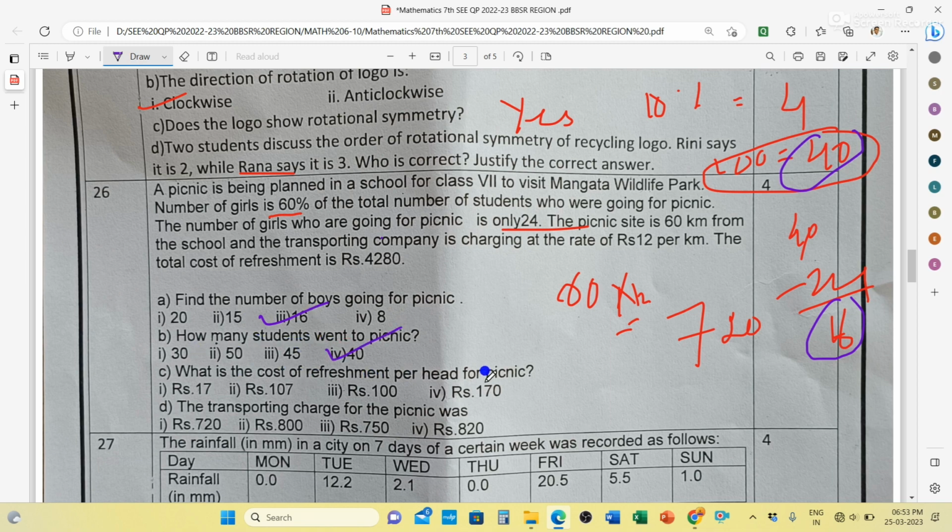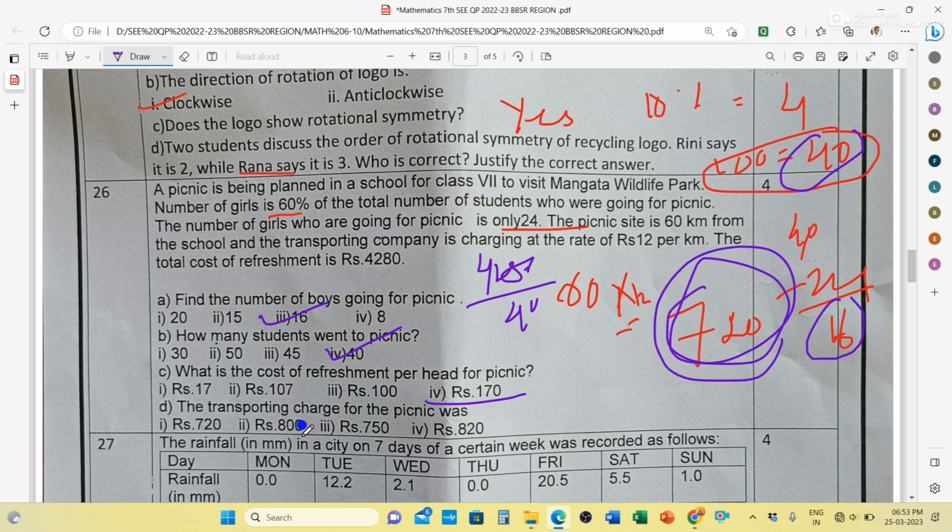What is the cost of refreshment per head for picnic? So 4280 divided by how many students were there? 40. So if you divide, then you will get 170 rupees. The transporting charge for the picnic was, here we have found the answer, 720. Okay, so the answer is 720.